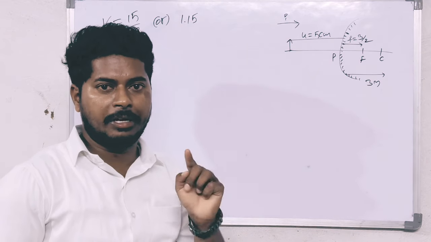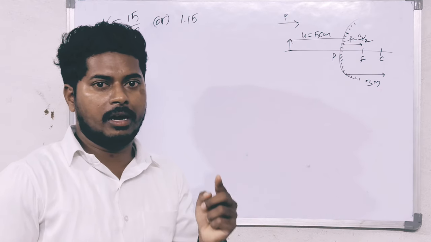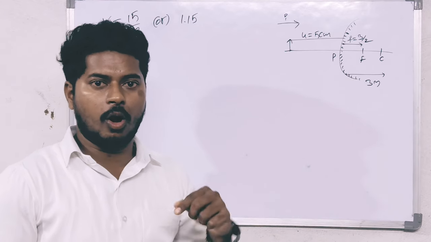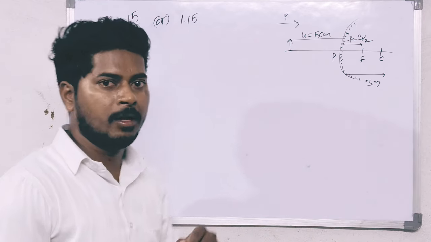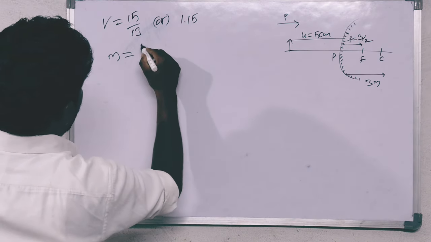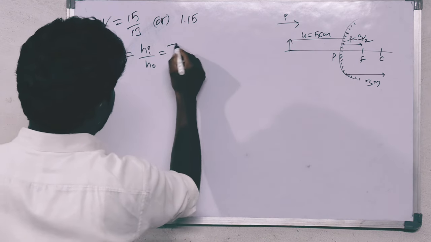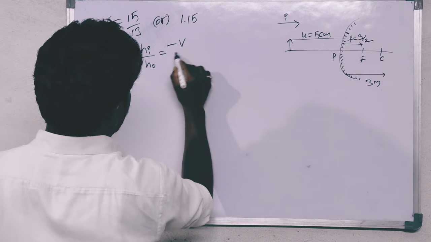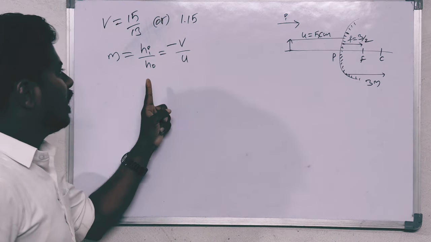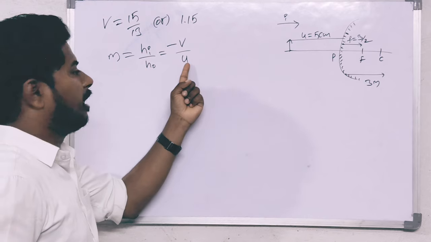Okay, now we found the distance of the image. In the problem, they are asking the nature and the size of the image. For that, we have to use the magnification formula, which we already discussed. That is M equals height of the image divided by height of the object, equals minus distance of the image divided by distance of the object. Image height and object height are not mentioned in the problem, so just neglect them.